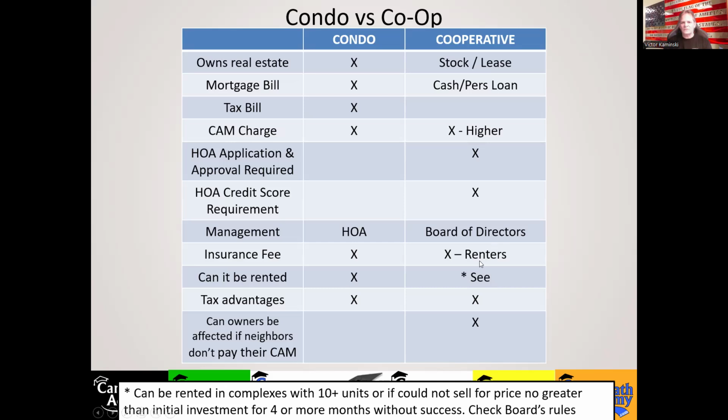Condos can be rented out. Co-ops generally cannot, except in that circumstance where you're trying to sell it for 4 or more months at a price no greater than your original purchase, and there's at least 10 units in the complex, then you're allowed to. Tax advantages are identical for both condos and co-ops. And can the owners be affected by the neighbors who don't pay their common area fees? Not with condos, just the one individual unit could get foreclosed on and it doesn't affect your neighbors. Unlike co-ops, it could.